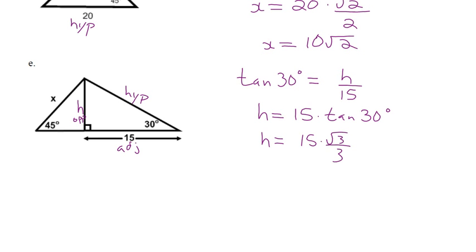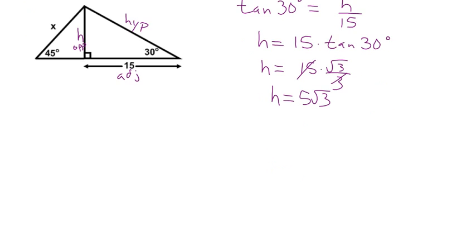In this case we want that form, right? Then we just get h is 5 root 3. Okay, now what? What's this side? Okay, so which ratio?